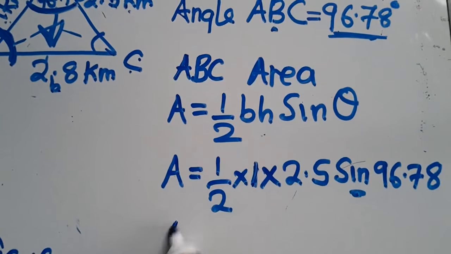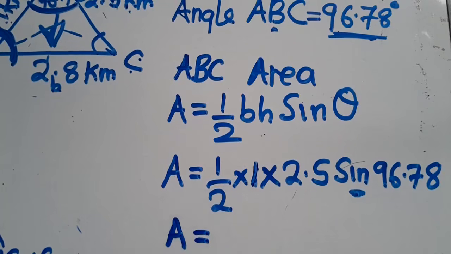So when you punch on your calculator, you do the calculations there. What answer are you getting? So when we do the calculation, I told you that the 1 over 2 here, on your calculator, half is just the same as 0.5. So 0.5 times 1 times 2.5 times sine 96.78. What is the answer?